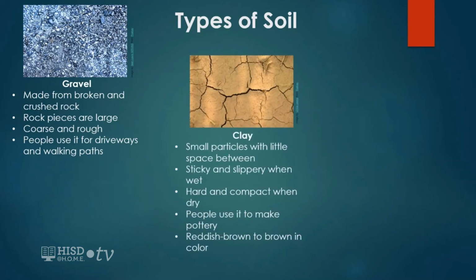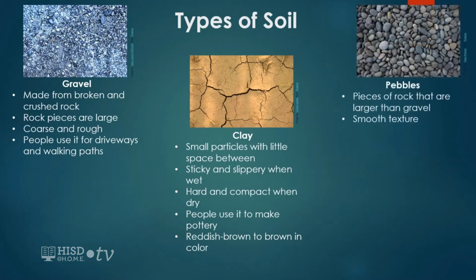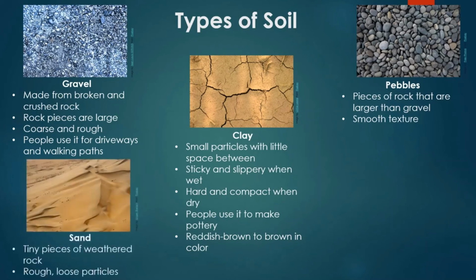We talked about clay, which is what a lot of us will find in our yards if we live in Houston. So they're small particles with little space between, they're sticky and slippery when wet, they're hard and compact when dry. People use it to make pottery, and they're reddish brown to brown in color. Pebbles are larger pieces of rock, larger than gravel. They have a smoother texture.